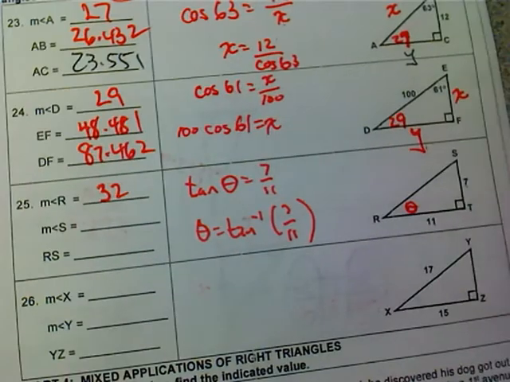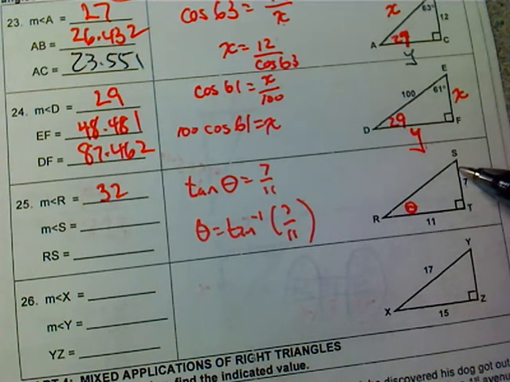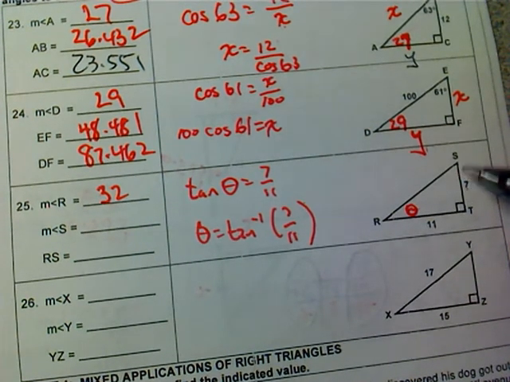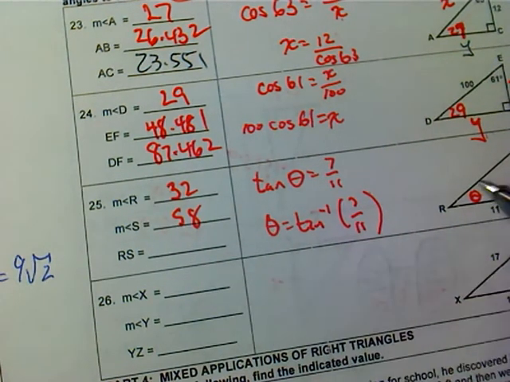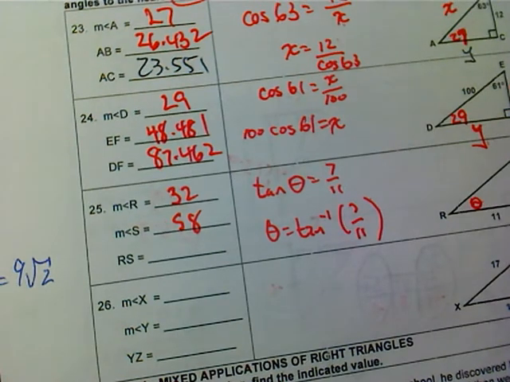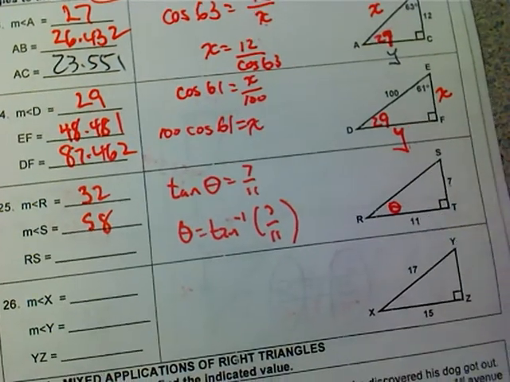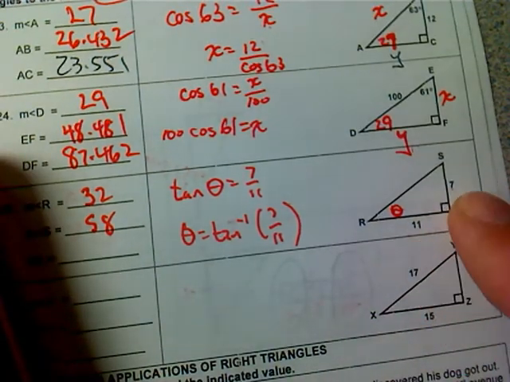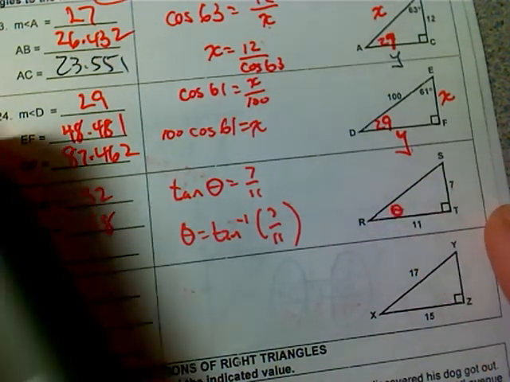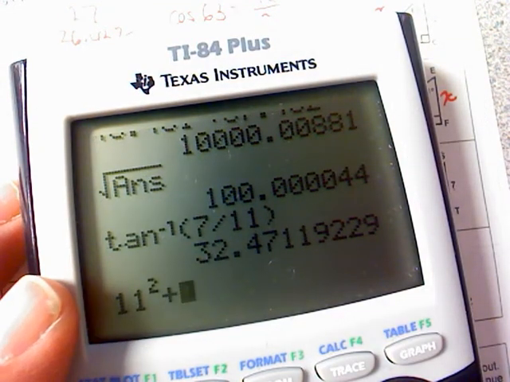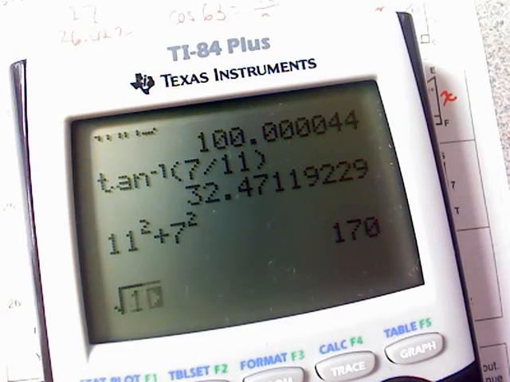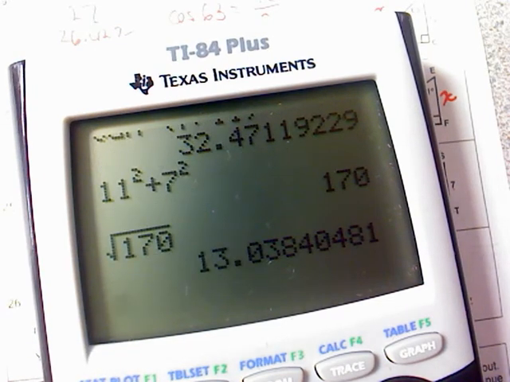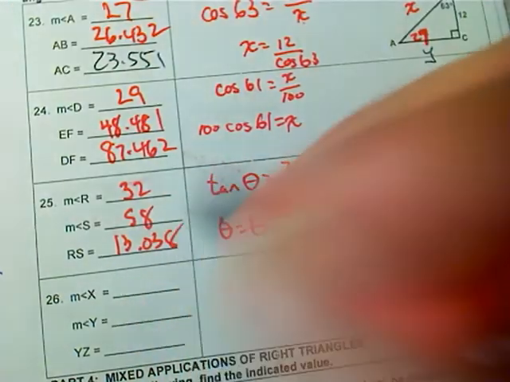Now the simplest way to do that is if this is 32, then this angle up here must be 90 minus 32, or 58, because remember they have to add up to 180. So how would I find RS? Well, you could use your trig functions, but you can also use the Pythagorean theorem, where I know 11 squared plus 7 squared equals x squared. So 11 squared plus 7 squared is that, and the square root of 170 is that. It said round it to the nearest thousandth, 13.038.